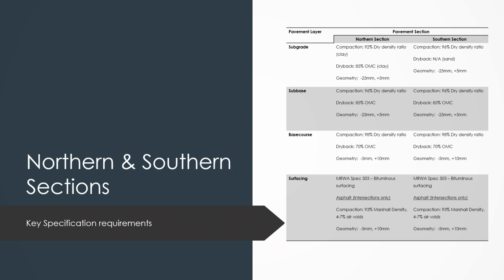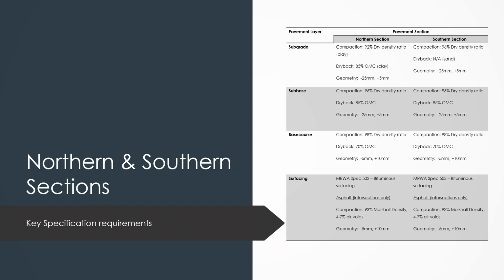Now the subgrade is where it differs the most. So with the northern section being clay and or lime stabilised subgrade, a 92% dry density ratio applies with an 85% dryback. However, the southern section being sand, a 96% dry density ratio applies. However, dryback's not applicable, being a free draining sand in compliance with main road specifications.